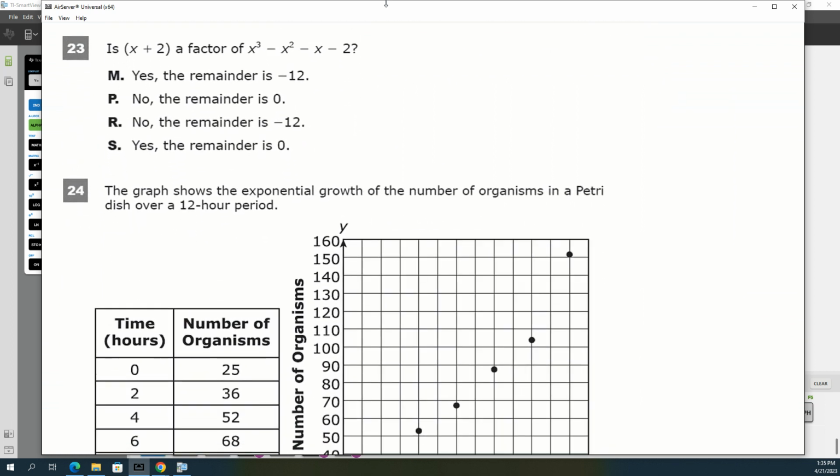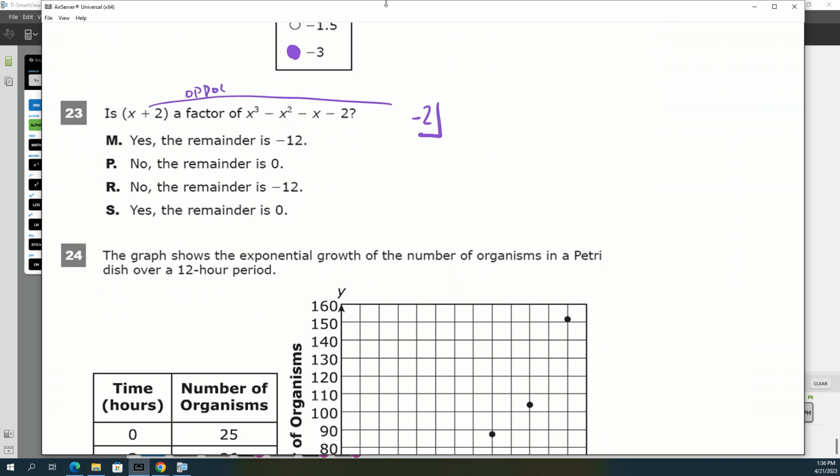Right, 23 asks, is 2x plus 2 a factor of that polynomial? So we can check that using synthetic division. Now we would want to do the opposite. And then we would bring over the coefficients and the constant. Now we're checking to see if we get a remainder of 0. So we're multiplying and adding, multiplying and adding. All right, I got a remainder of -12. Now there's two answers that have that remainder, and so one of them is yes and one of them is no. We want to choose no because the only way that it is a factor is if you get a remainder of 0.